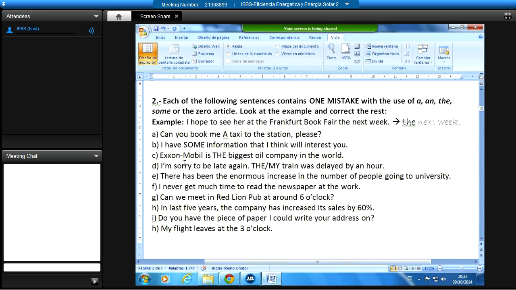There has been an enormous increase in the number of people going to university. Okay, like this? Yeah, like this. An enormous, because it's with a vowel sound. An enormous increase in the number of people going to university.